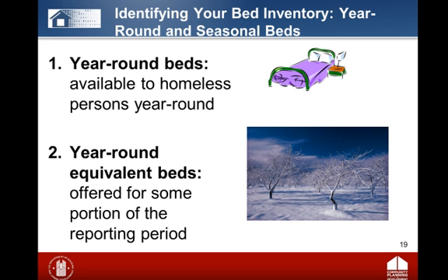For the purposes of the AHAR, we focus on two classifications of beds. A bed is considered year-round if it is available to homeless persons throughout the year. Every year-round bed in a COC must be included in the AHAR. Year-round equivalent beds are, as the name implies, prorated based on the amount of time per year that they are available.